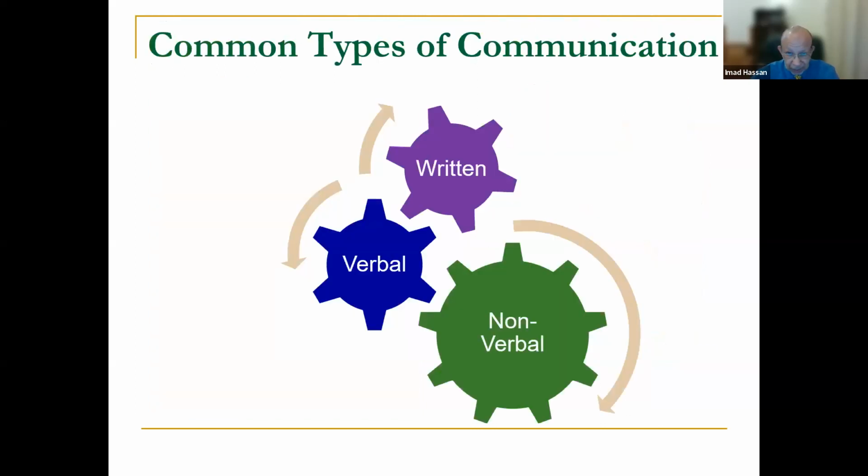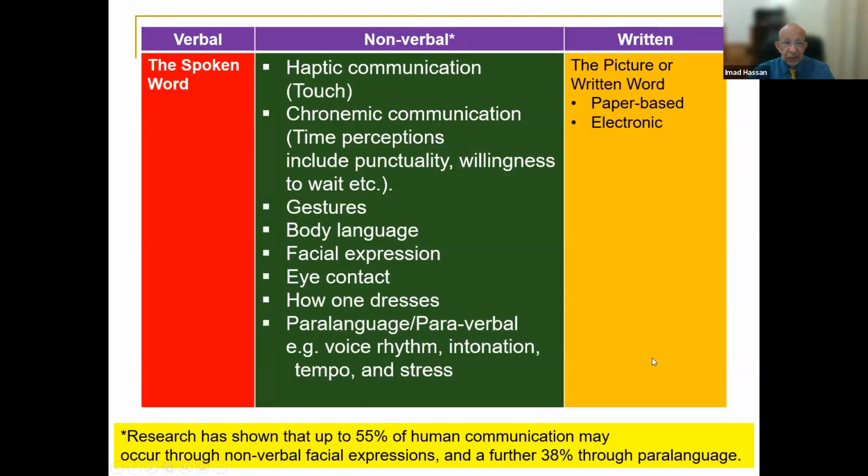Now, the common types of communication are only three. These are the written, verbal, and the non-verbal. The verbal is obviously the spoken words. Okay, this is the way when we speak, right? And the written is what we write when we see a patient, the history and physical, for example. But the non-verbal, there are quite a few.